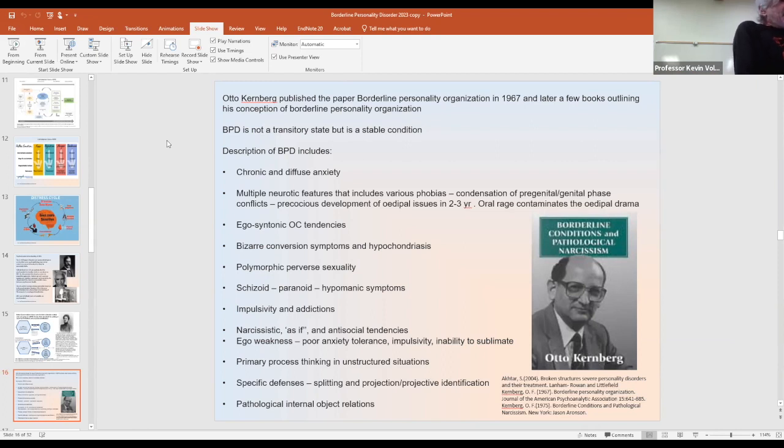Primary process thinking, unstructured situations. They may start spacing out. Again, sometimes brief psychotic episodes. Whatever's going on in the unconscious may just spill out when they're not structured, and this can lead to acting out. And this is one of the things in therapy, you want to make sure that you've been in agreement not to act out. Specific defenses are splitting, projective identification, and we'd also include in that some dissociation and pathological internal object relations. We're going to talk about that in detail.